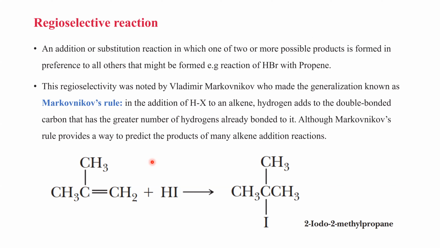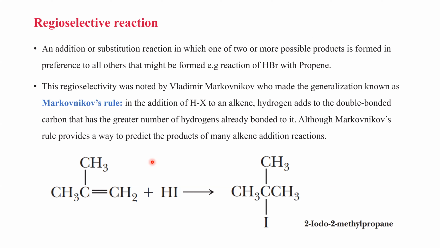So right now we are talking about the Markovnikov rule, which has explained the regioselectivity and the preference of the species which are adding to the alkene. Regioselective reactions are addition or substitution reactions in which one of two or more possible products is formed in preference to all others that might be formed.